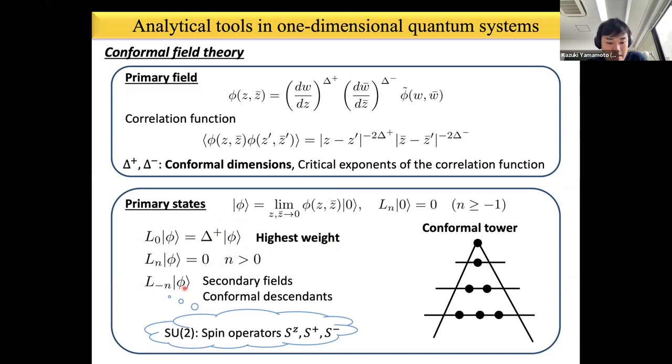And for L_minus n, we can construct secondary fields, which are called the conformal descendants. The famous example is the SU(2) spin operators, which follow the level one Kac-Moody algebra. And as a result of this construction, we see the famous conformal tower structure. This is the basic mechanism of conformal field theory.